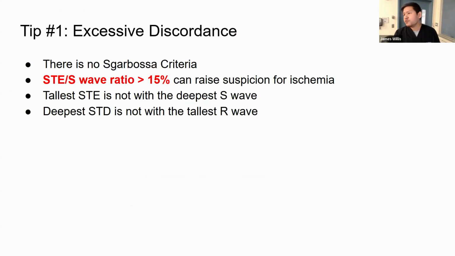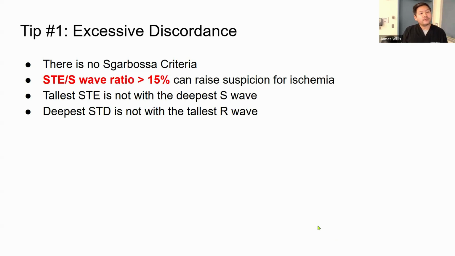But I'll give you 3 or 4 tips on things to look out for. So tip number 1, you have excessive discordance. It's when the ST elevations or depressions look a little bit too deep for how tall the R or S wave are. So you can use, I know in Smith-Modified Sgarbossa you use like a 25% ratio. There's some literature looking at 15%.